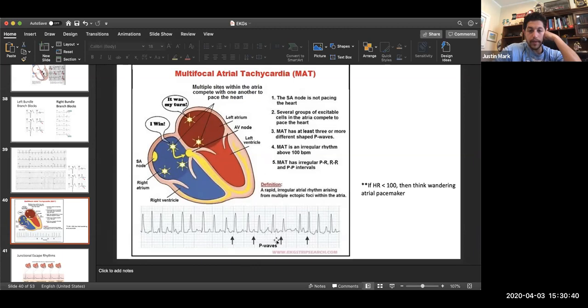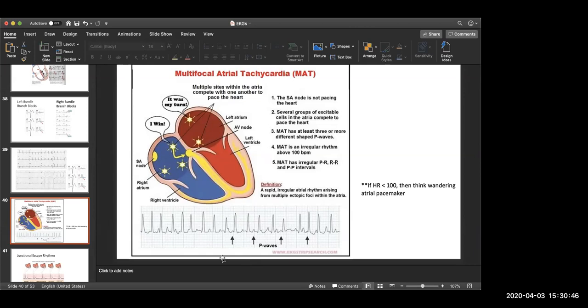All the intervals are going to be completely irregular. Our intervals throughout are going to be completely irregular because the SA node is not pacing the heart. Yeah. So how would you tell the difference between this and atrial fib? Because it kind of looks similar.